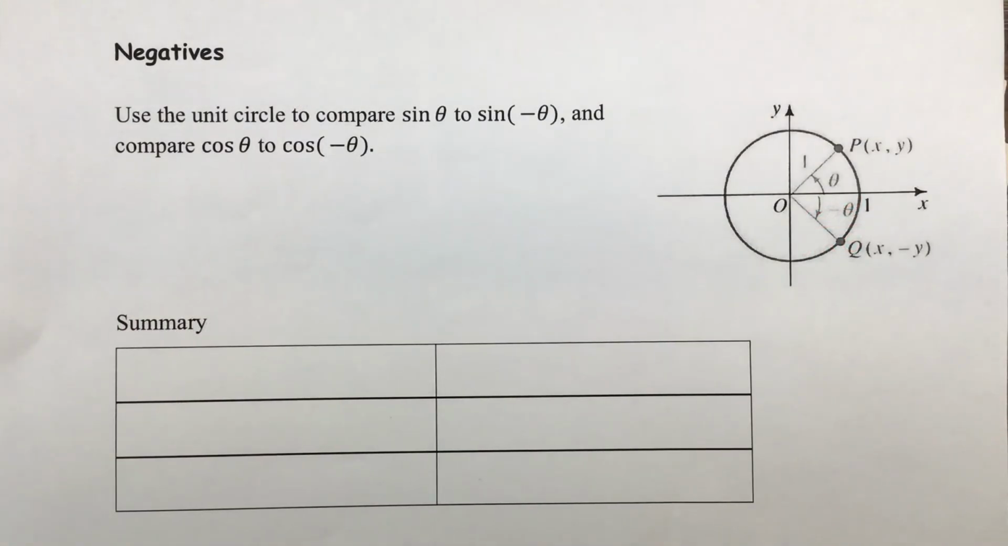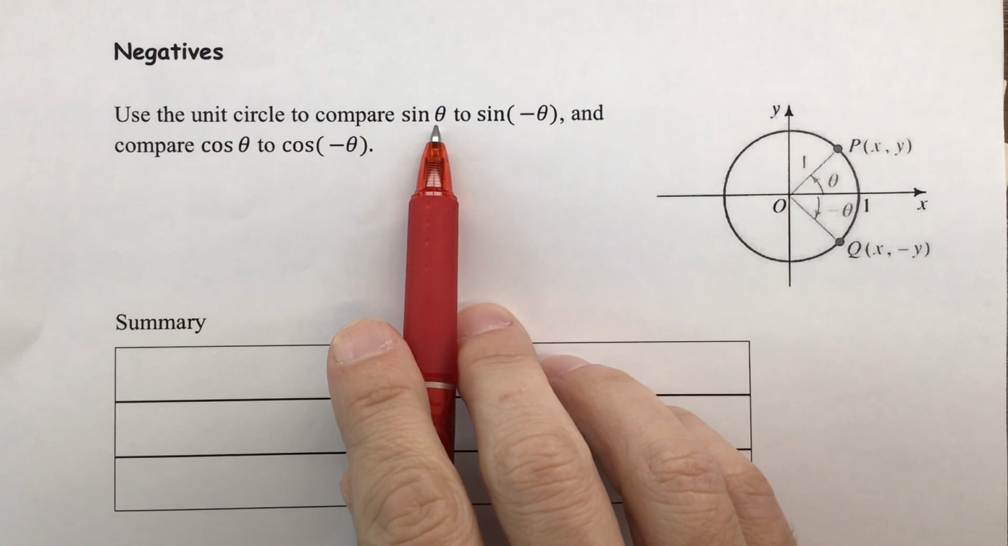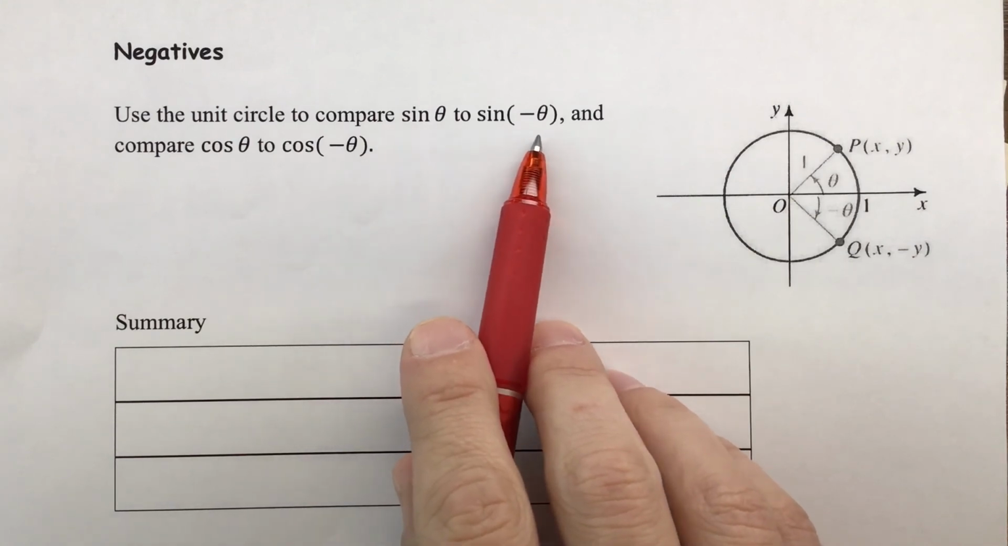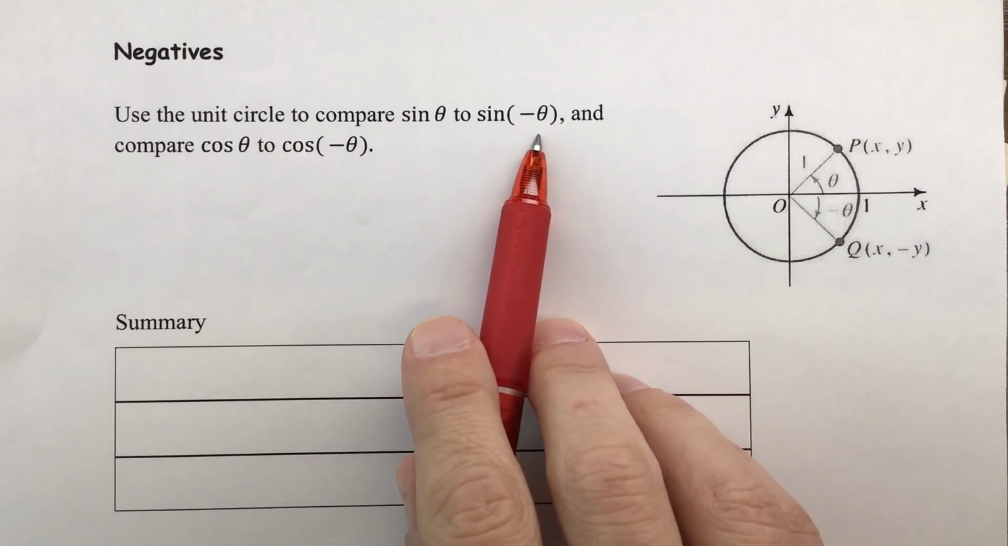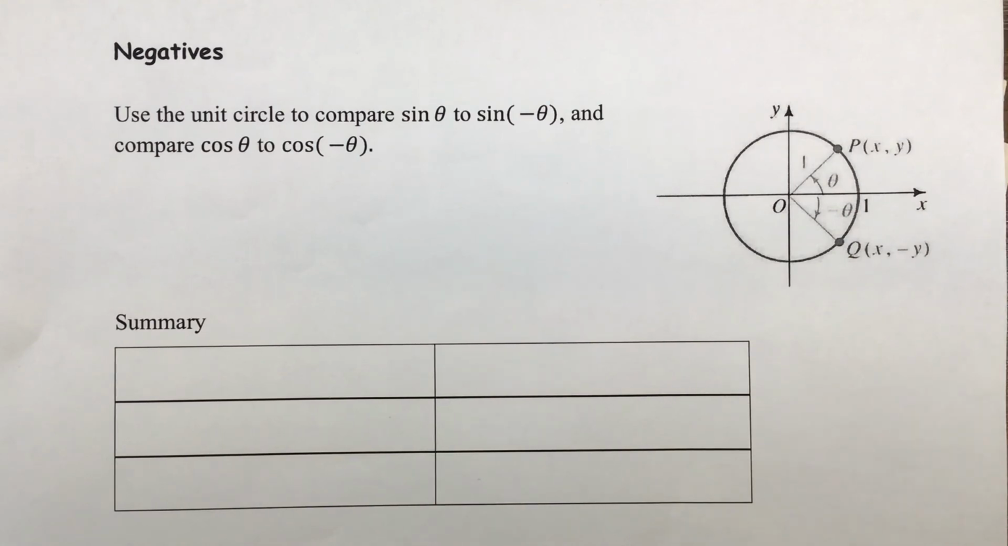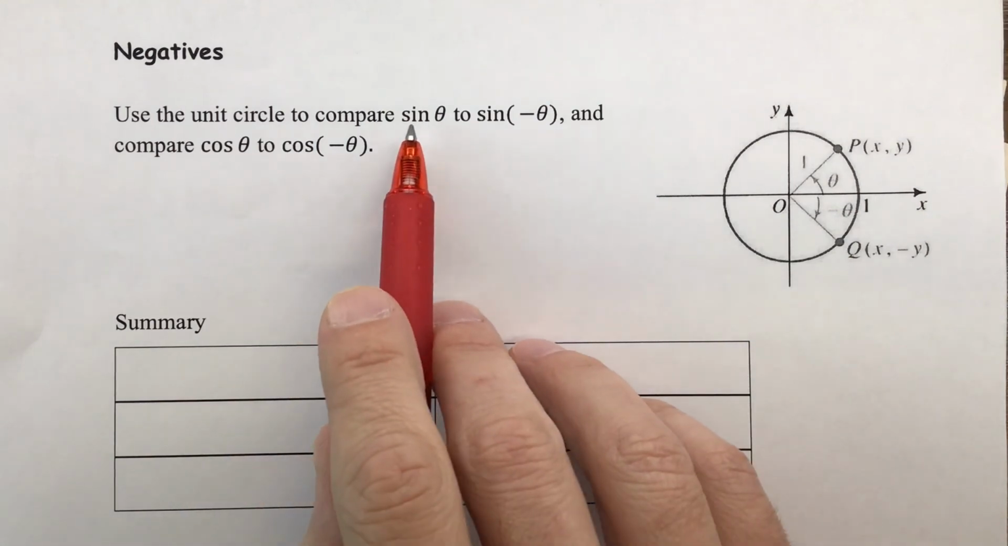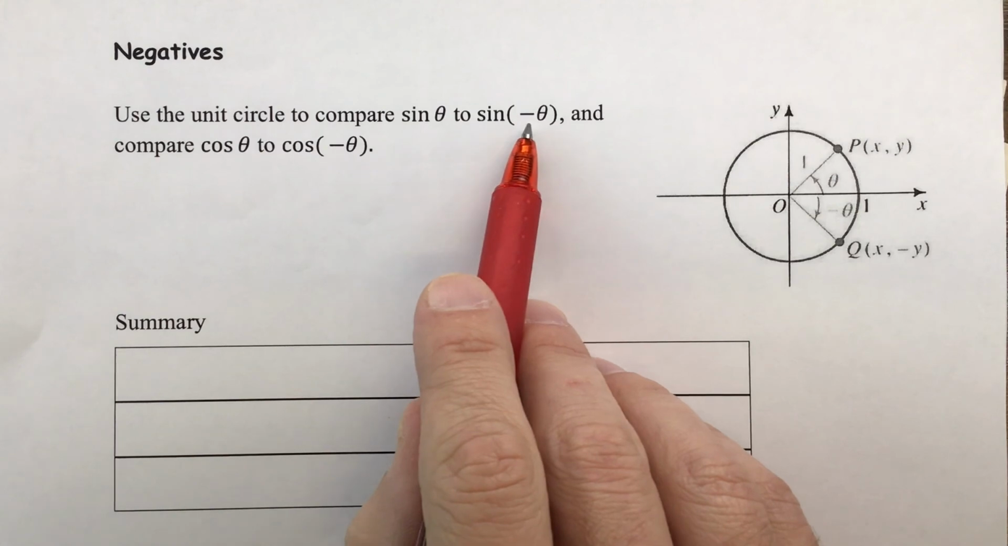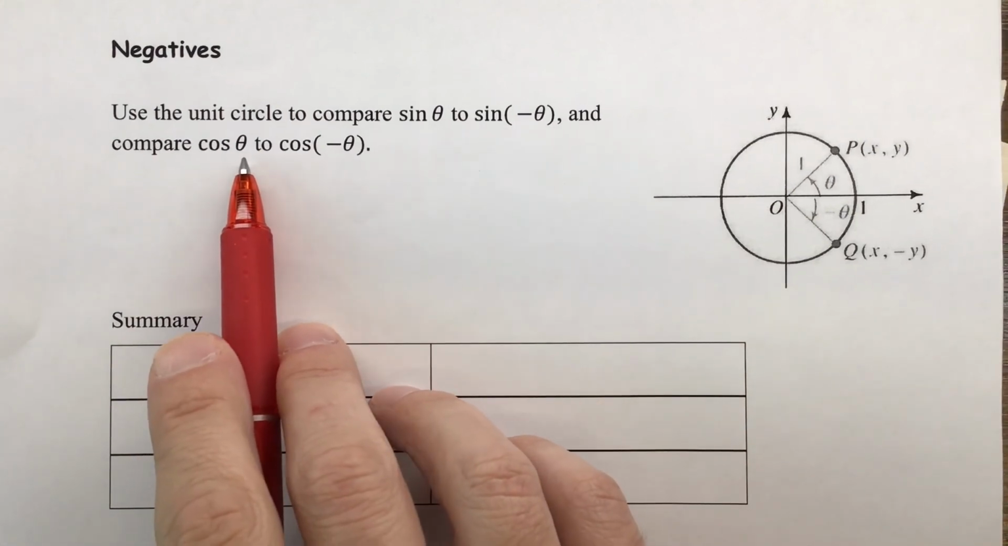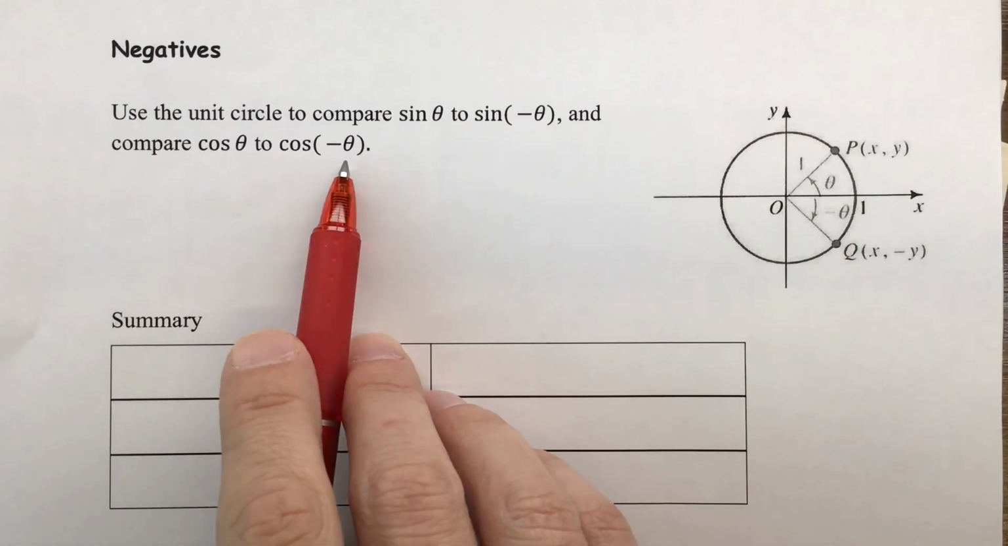Next what we're going to do is look at the negatives, also referred to as the even and odd identities. What we want to do here is make a comparison between a trig function with an angle and that trig function with the opposite of that angle, the negative of that theta that would go in there. So let's start with the sine of theta and the sine of negative theta, and then we'll take a look after that with the cosine of theta and cosine of negative theta.